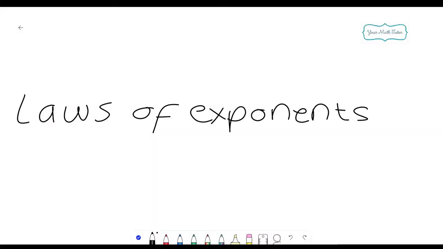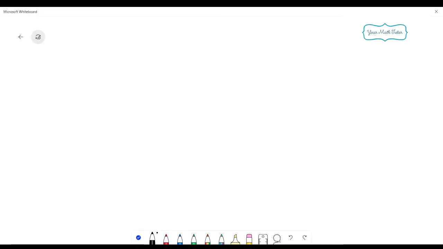A few laws of exponents. These laws are very important in algebra. They will help you to be able to solve problems with ease once you understand all these laws. The first law we're going to go through is a law we use when we're multiplying.